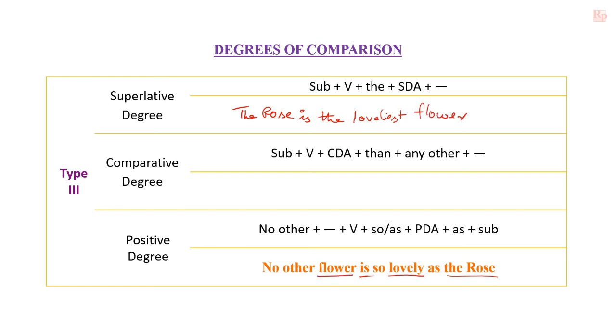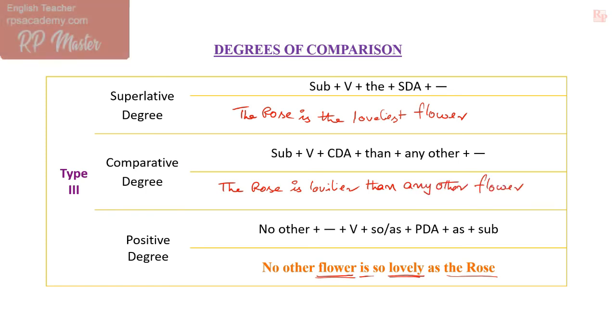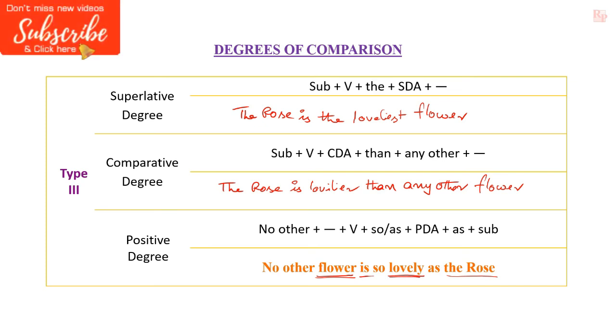To change it into comparative degree, the subject should be written first, the rose, and verb is. The comparative form of the adjective for "lovely" is "lovelier", and "than" should be written after the comparative degree. And "any other", what is the common noun? Flower. The rose is lovelier than any other flower. This is the way of changing type 3 sentences in degrees of comparison from one degree to another degree.